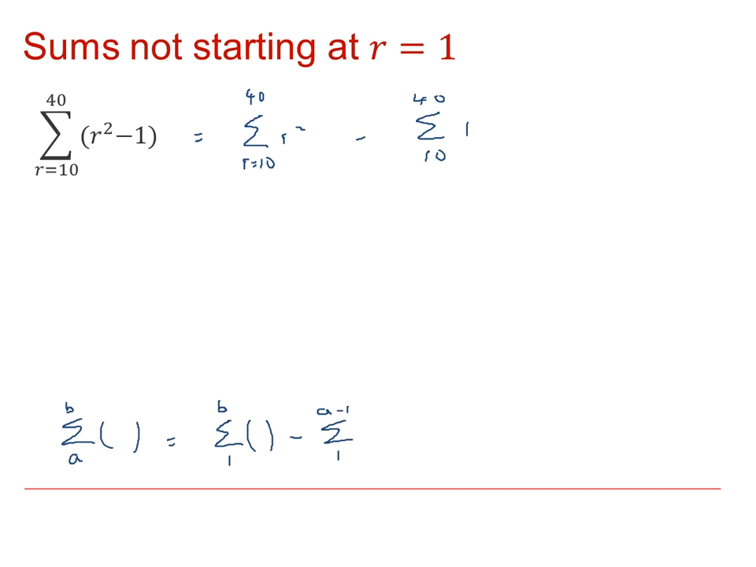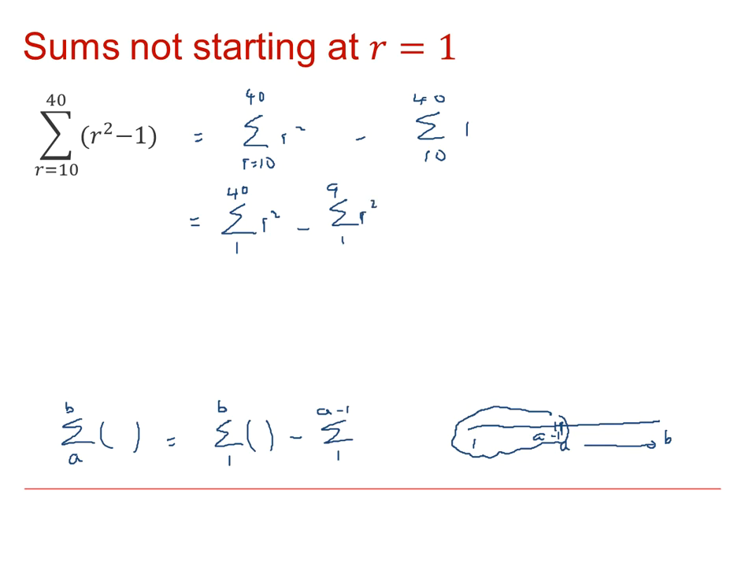So if you think about this as a long line going from 1 up to B, and what we want is from A up to B, so we're subtracting from that from 1 up to A minus 1. So this sum here we can write as being the sum from 1 up to 40 of r squared minus the sum from 1 up to 9 of r squared. The numerical part is perhaps a little bit easier because we just need to think how many terms are there from 10 up to 40. And of course from 10 up to 40 is a total of 31. So therefore this is equal to minus 31. Again, you could think about that as being 40 minus 9 being equal to 31.